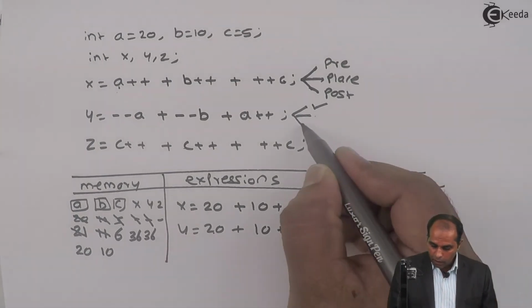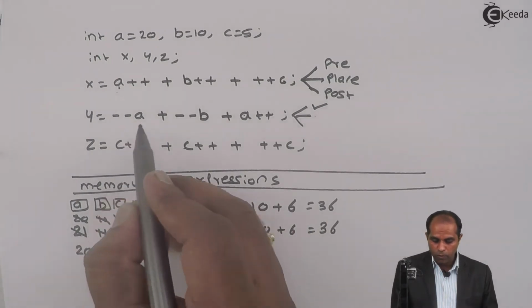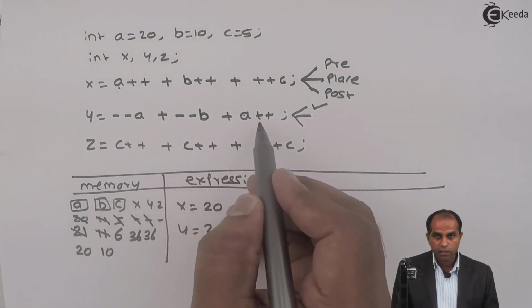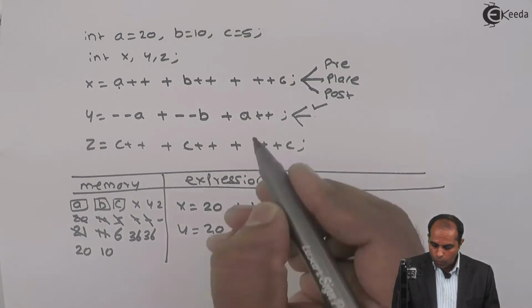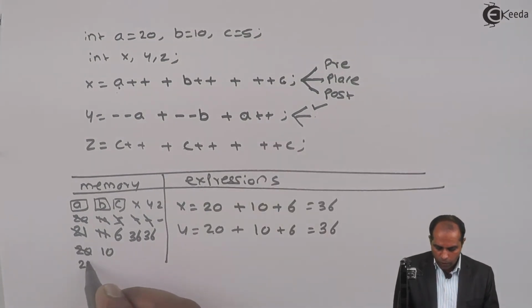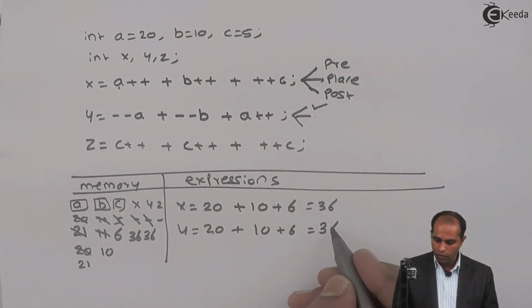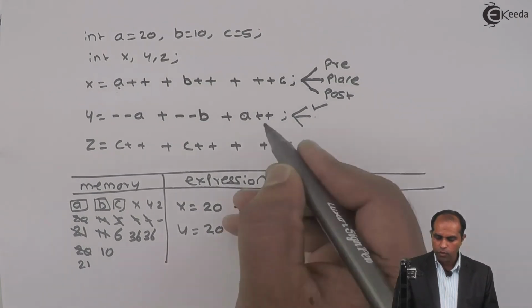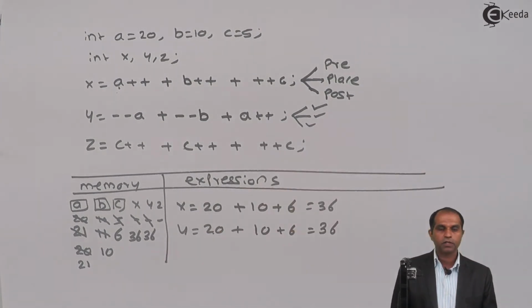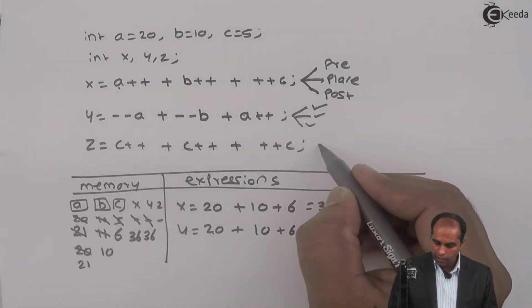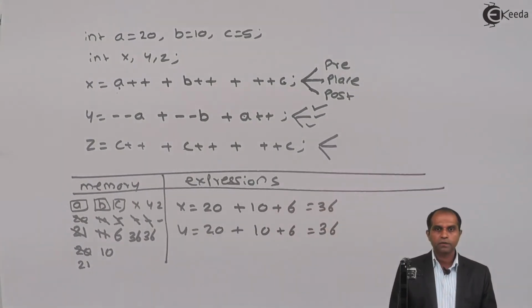Next, perform post. First is not post, second is not post, third is, yes, it is a post value. So post with a is further modified to 21. So the value of y goes as 36, a goes as 31. So perform post operations. Last expression is, again divide this into 3 parts.